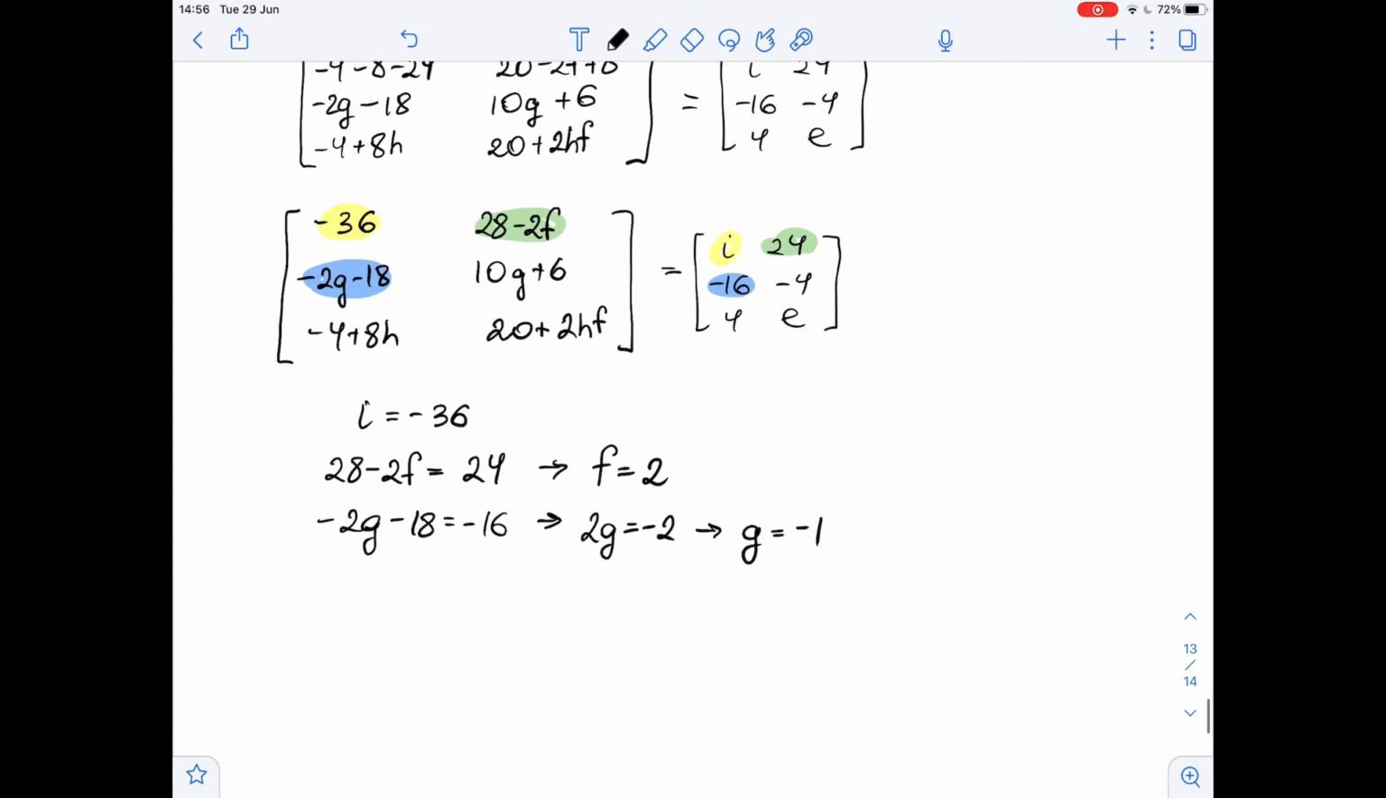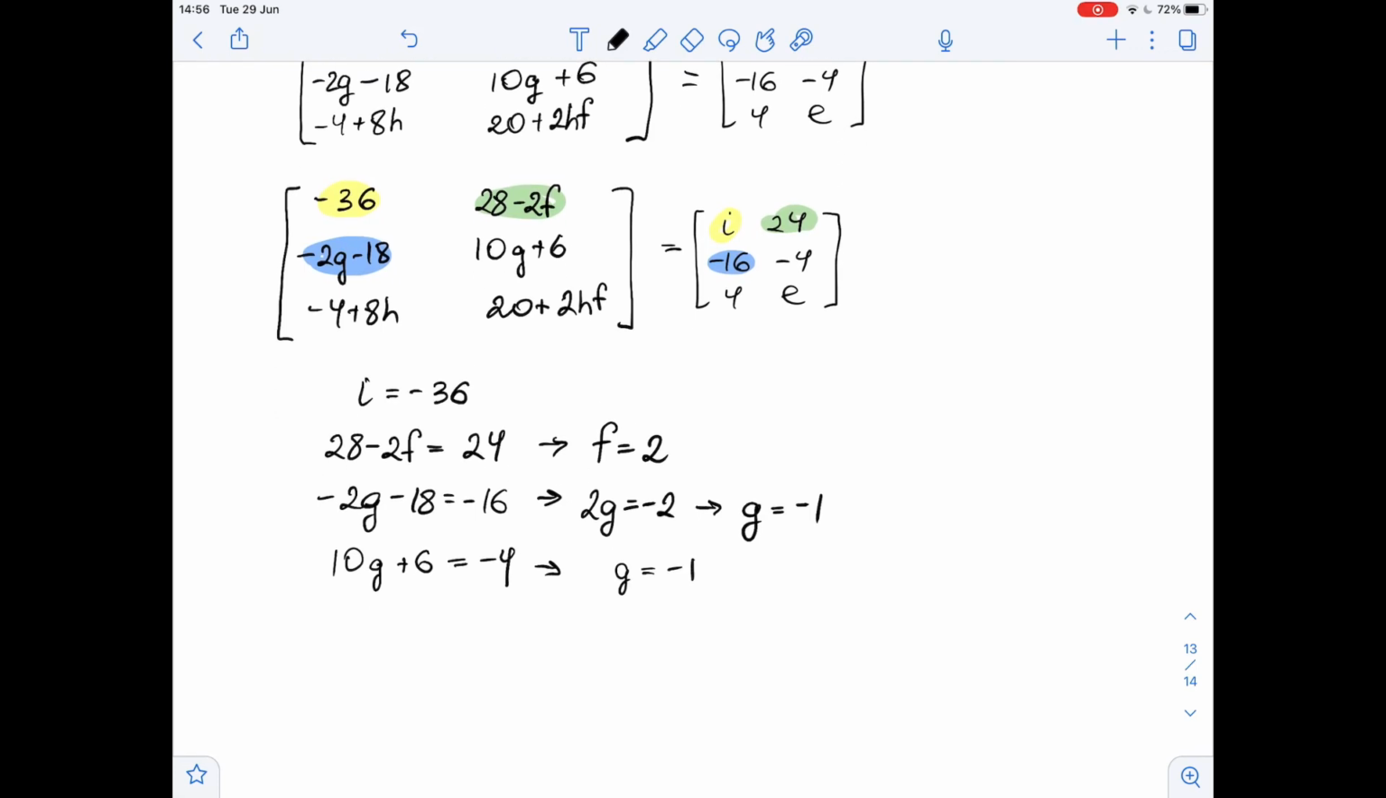Next, we see that 10g plus 6 equals -4. We already know that g is -1, and if we substitute the -1 for g, we will get -10 plus 6 equals -4, so this is true. g equals -1. From the next row, we get that -4 plus 8h equals 4. This means that 8h equals 8, then h equals 1.